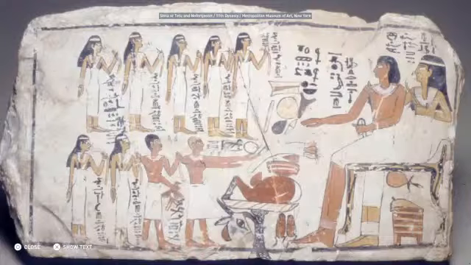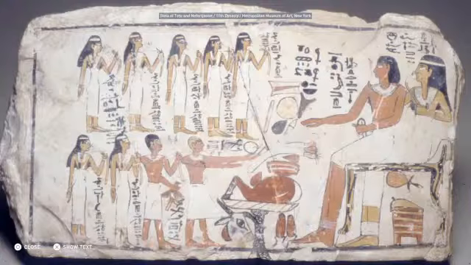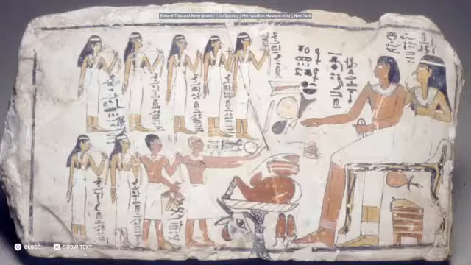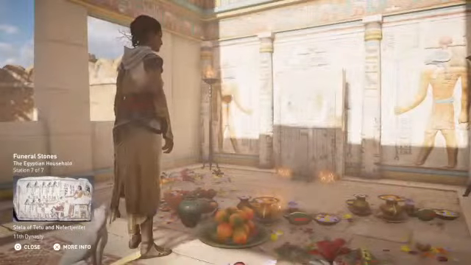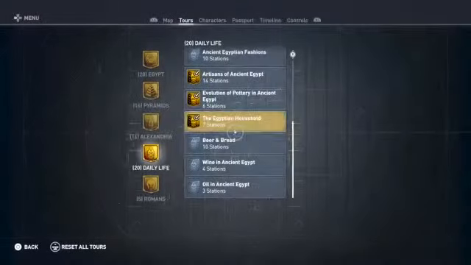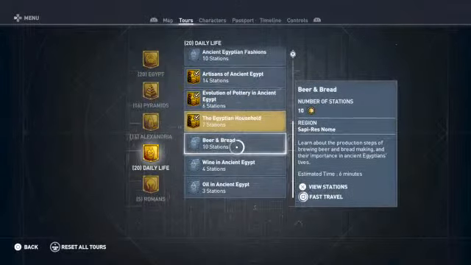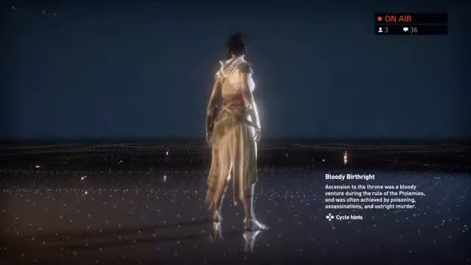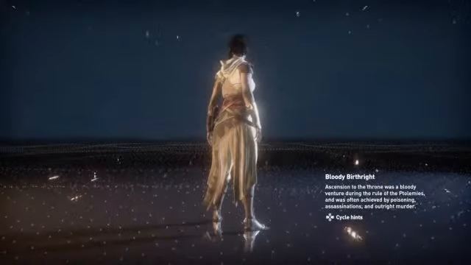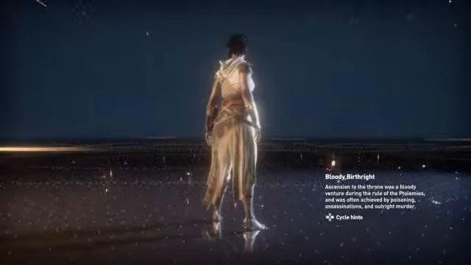Of course, 11th Dynasty, Metropolitan Museum of Art in New York, Stela of Ketu and Nefertiti. I have no idea how to spell that at all. But yeah, that is that area, and then we are going to go to the beer and bread area here. I'm not sure whose that is.